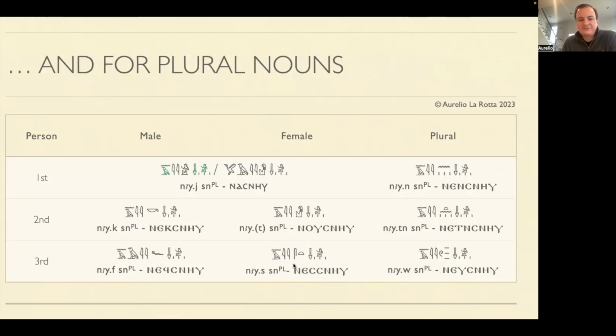And this is also true for the plurals. So if you wanted to say, for example, my brothers, you have to use the plural, nai, and then you put that in front of basically the plural word for brothers. I hope that makes some sense. I'll pause again.